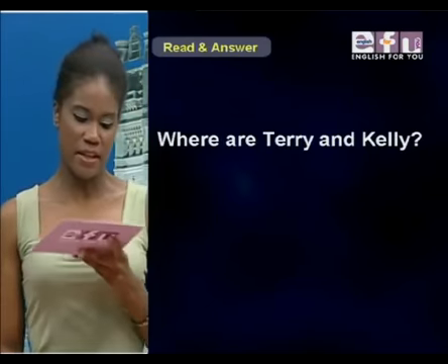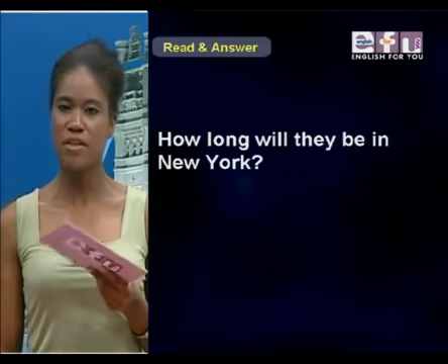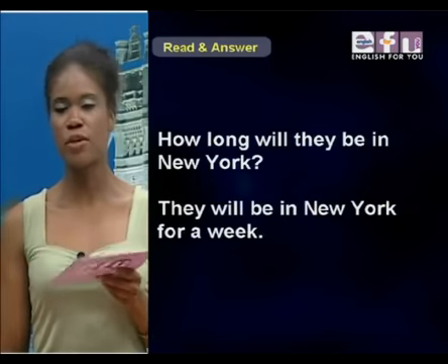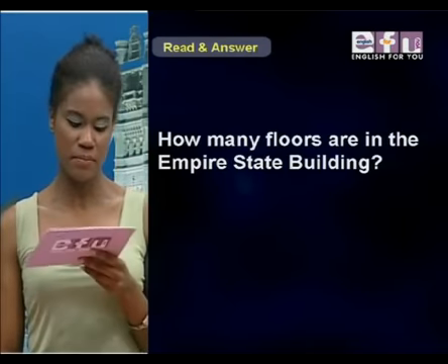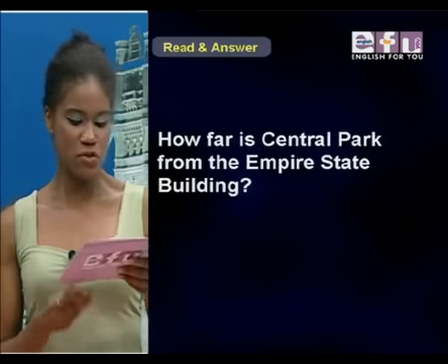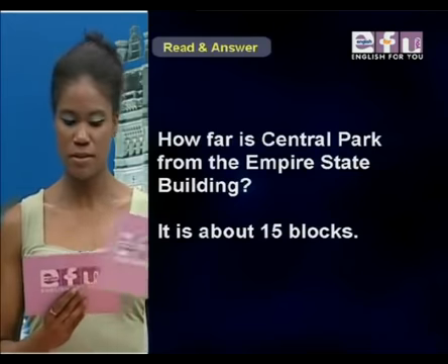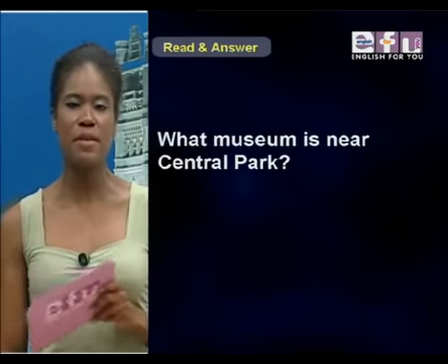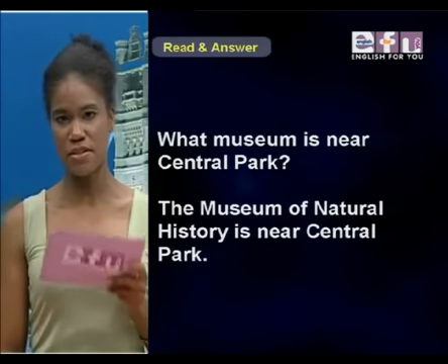Where are Terry and Kelly? They are in New York. How long will they be in New York? They will be in New York for a week. How many floors are in the Empire State Building? There are 104 floors. How far is Central Park from the Empire State Building? It is about 15 blocks. What museum is near Central Park? The Museum of Natural History is near Central Park.